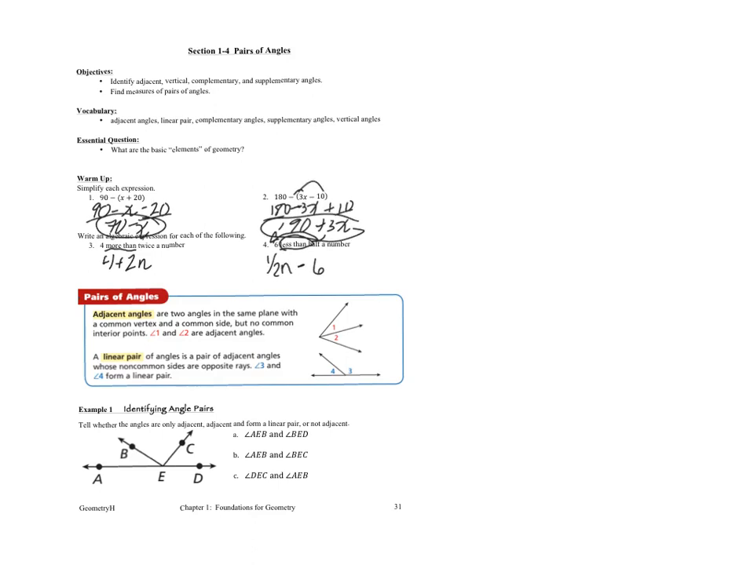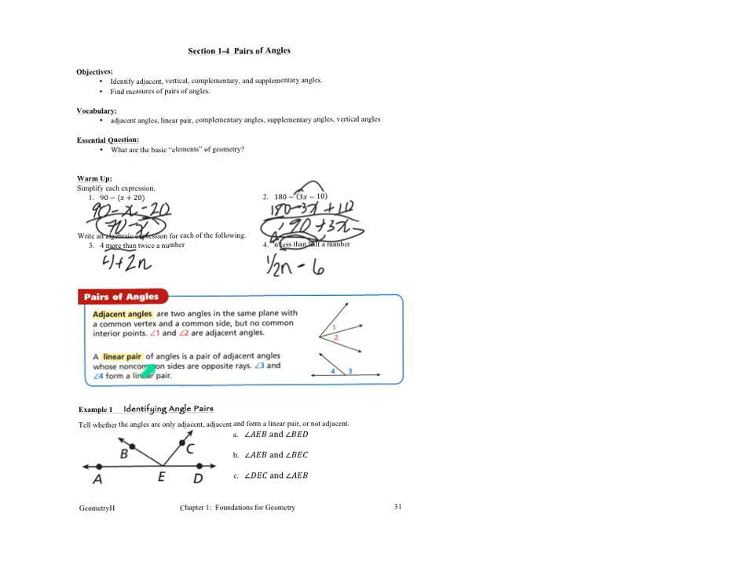Okay, our new vocabulary, we have adjacent angles. Adjacent angles are basically right next to each other. It's defined as having a common vertex and a common side. So we've got angle 1 and angle 2. They have a common vertex and they're sharing a common ray here, a common side. So they have to be right next to each other. Angles 1 and 2 are adjacent angles.